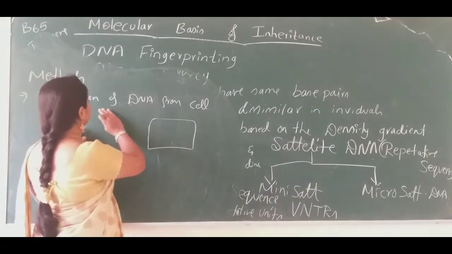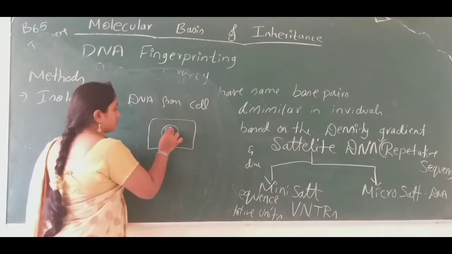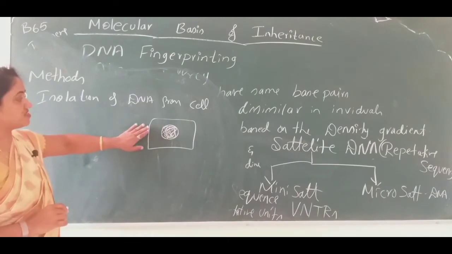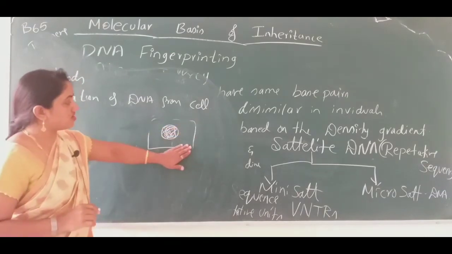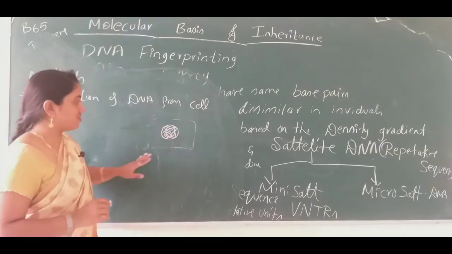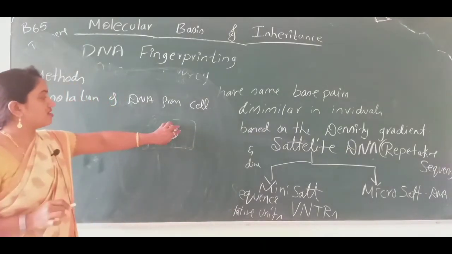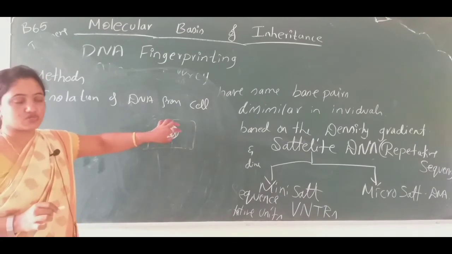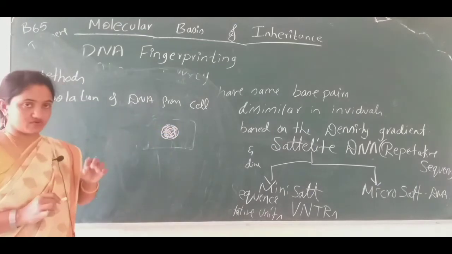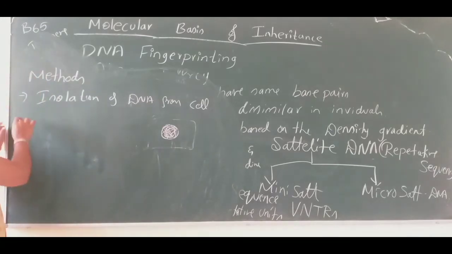Now, what is our first method? Suppose we have a cell. Isolation of DNA from the cell means we have to dissolve or digest this cell wall, and first we have to treat it with chilled ethanol so that it precipitates and we can easily take it out from the cell. So that is known as isolation.